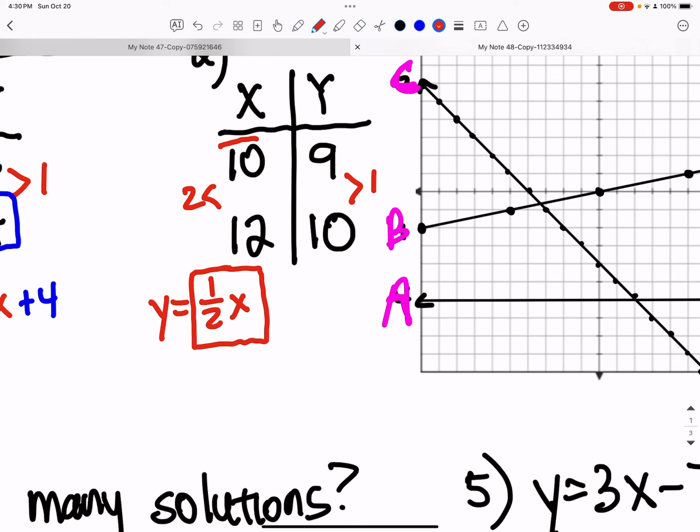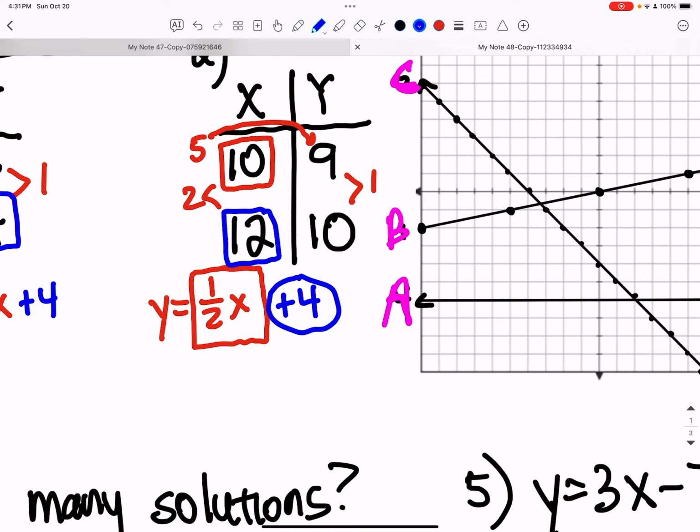So if he made $0.50 every day working 10 days, he should have $5. So 5 times 1/2. But for some reason, he's got 9, which means he started with $4 in his pocket. There's this extra $4 that we can't account for. Basically, you take your x, you multiply by whatever the slope is, so multiply by 1/2, you get 6, you need to go to 10, we need to add 4.